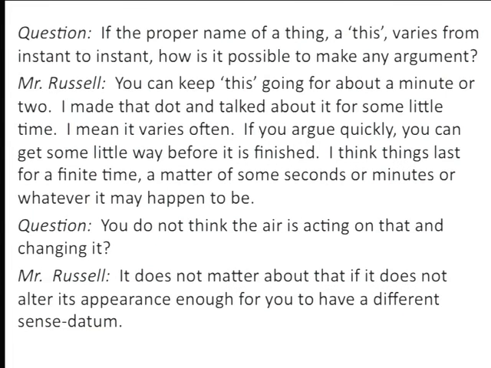Mr. Russell: it does not matter about that if it does not alter its appearance enough for you to have a different sense datum. So the key thing in your understanding of your own use of language is the sense datum. And it's only such stability as that has over time that your meanings of your language have over time. And it's only in some very extended sense that we can ever be said to understand each other.